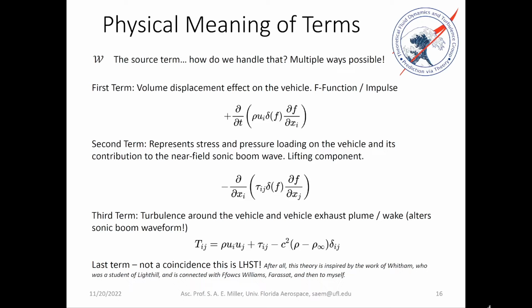The first term will be the volume displacement of the vehicle. This is directly accounted for in the f function or impulse methods. The second term will represent the so-called stress on the vehicle, and it'll represent the lifting components. This is just like the A sub L term in Whitham's theory of the f function also. Finally, there's a term that we're going to neglect for now because we're looking at inviscid flows, and this will represent the effect on the near field from, say, turbulence, and would account for the exhaust plume or wakes.